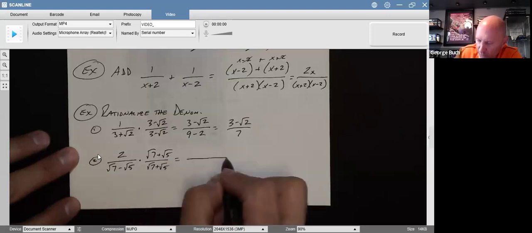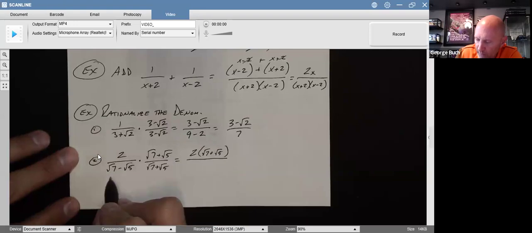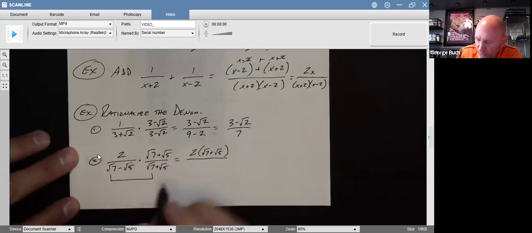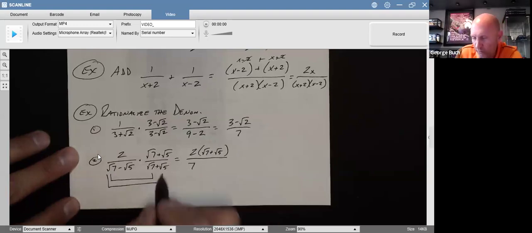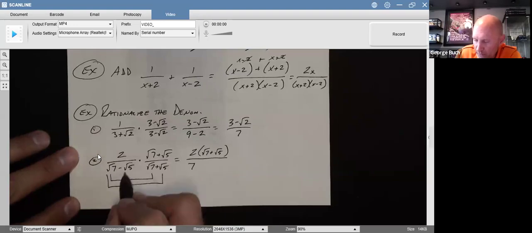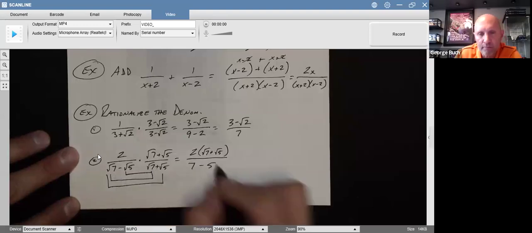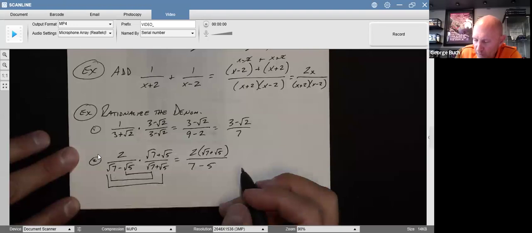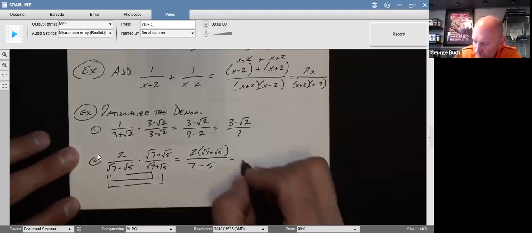So on the top, I get 2 times root 7 plus root 5. And then the denominator, I get square root of 7 times square root of 7, which is 7. And then square root of 7 times positive root 5 is square root of 35. Negative root 5 times root 7 is minus square root of 35. So as we expect, they cancel out. And then negative root 5 times positive root 5 is minus 5. So the bottom with all these radicals, because it's the conjugate, the radical pieces disappear. So I just get 7 minus 5, which is 2.